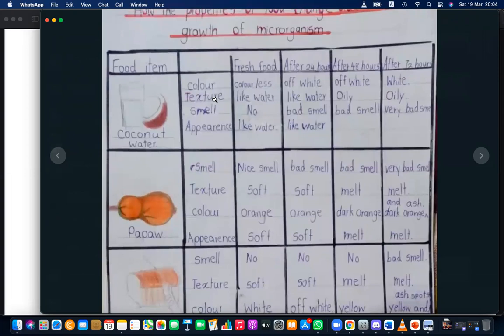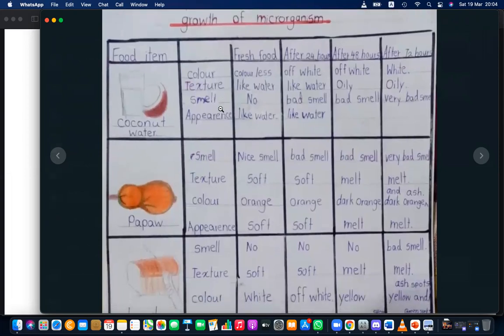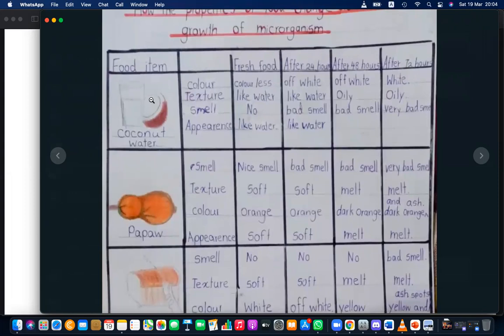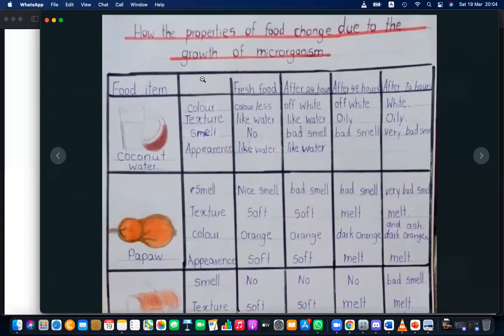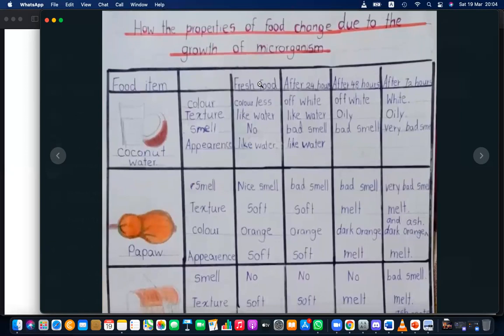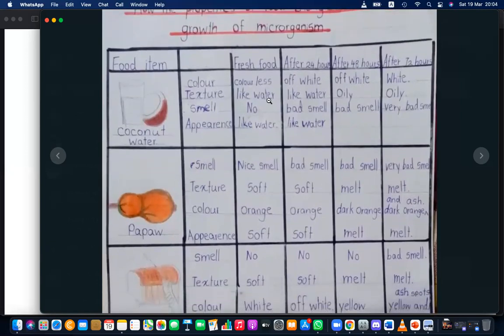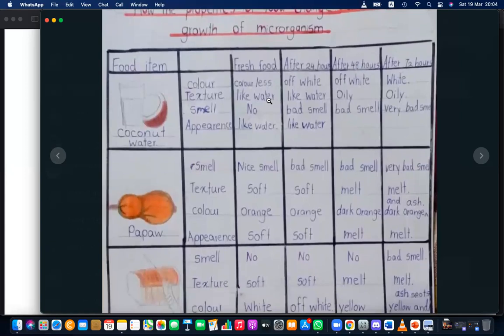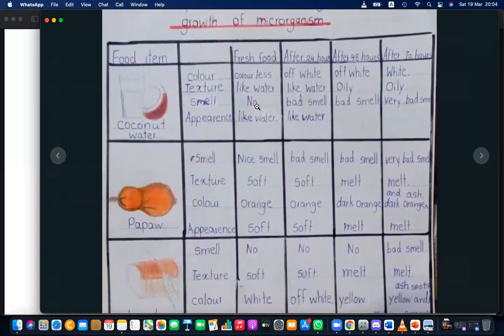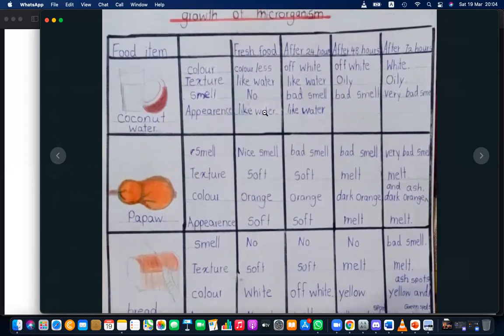The second property is texture. The third is smell, and then appearance. Coconut water was the first experiment we did in the classroom. As a fresh food, the coconut water is colorless and transparent, and it looks like water. The texture is like water, with no smell, or maybe a pleasant smell. The appearance is transparent.